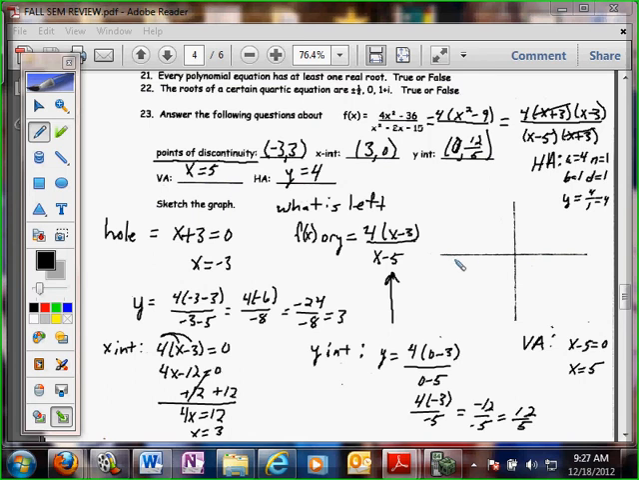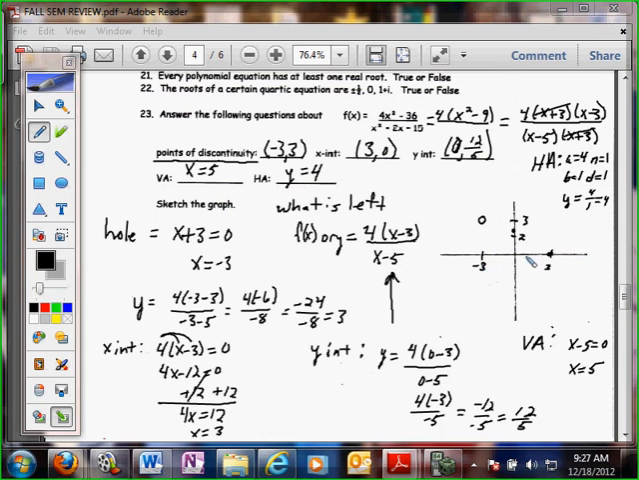First thing I'm going to do is plot my hole. I've got a negative 3, positive 3 here. There's my hole. I've got an x-intercept at 3, 0. This could be right here. I have a y-intercept at 0 and almost, what is that, 2.4, so almost 2.5. So maybe the y-intercept is right in here somewhere if this is 2.